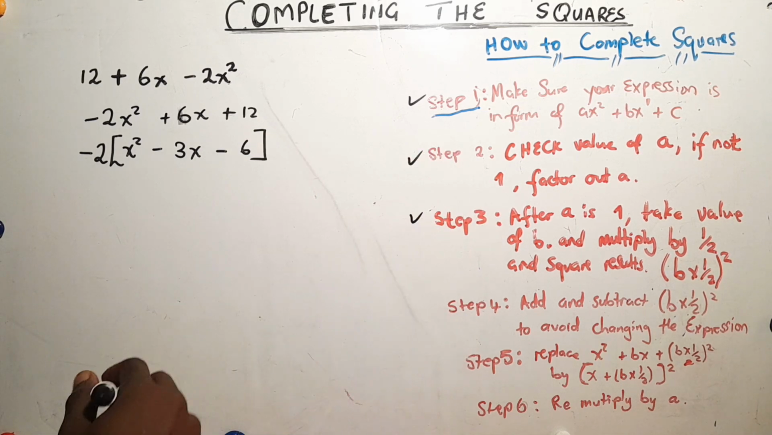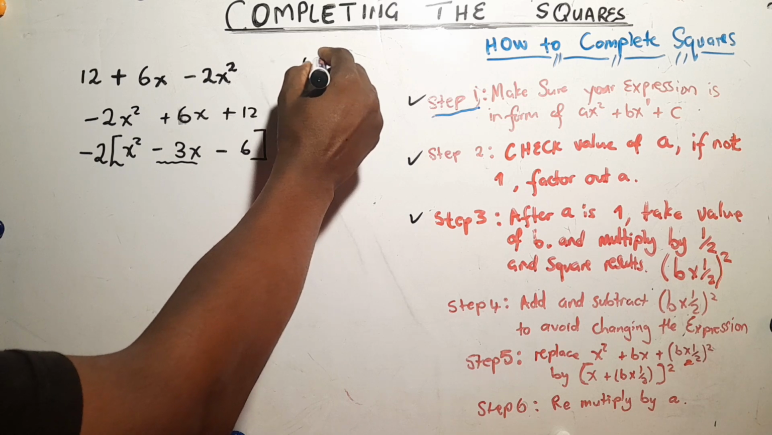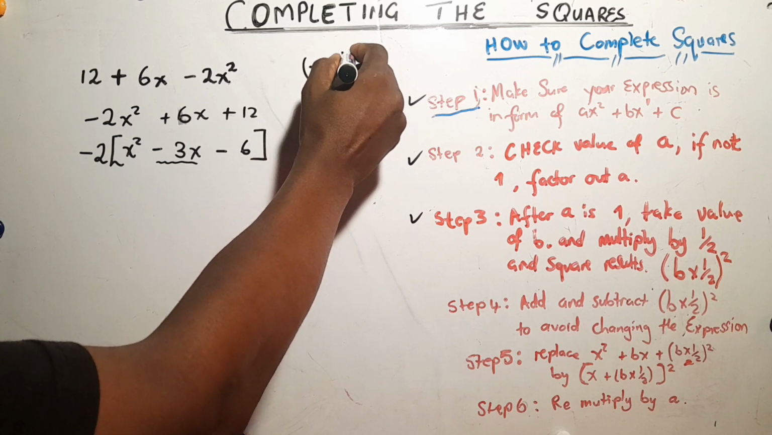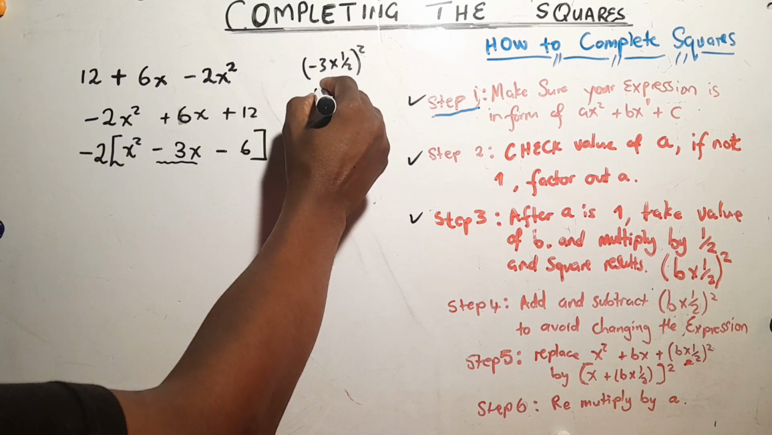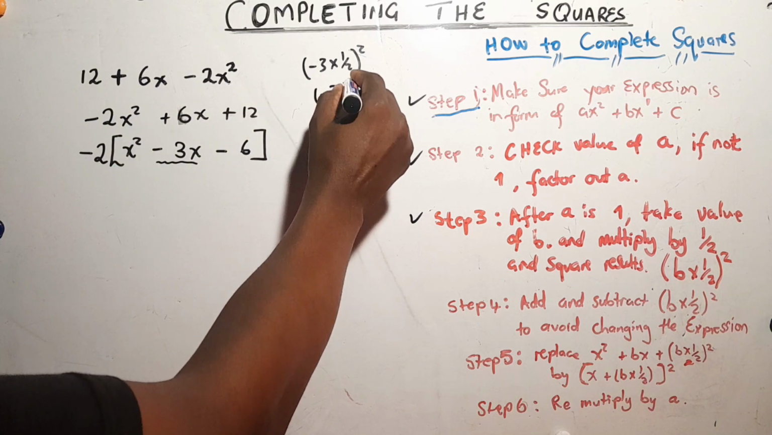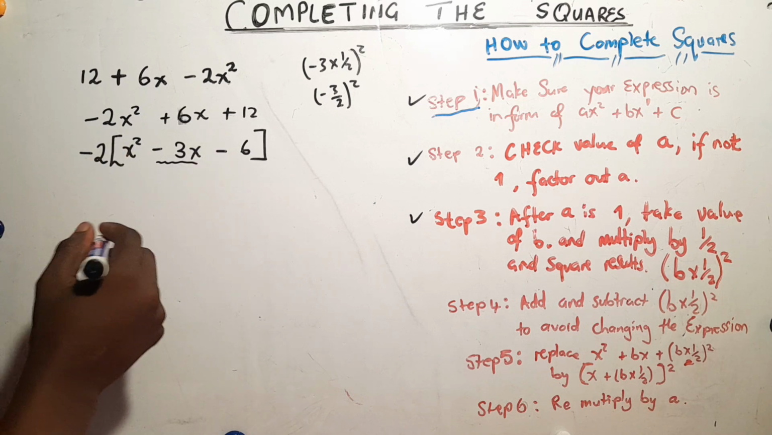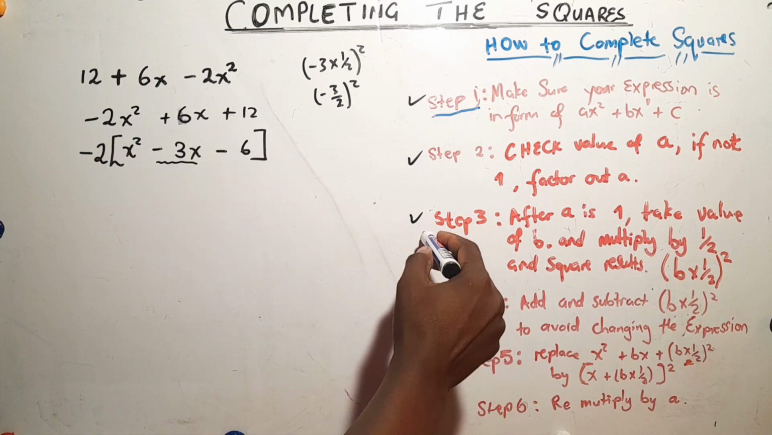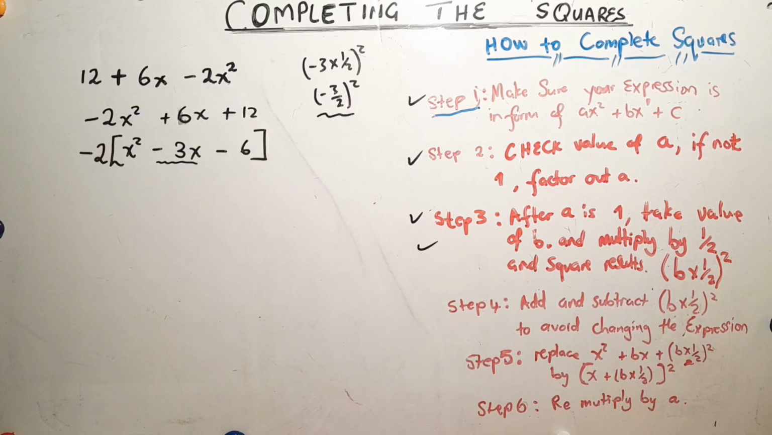So step 3, after a is 1, take the value of b and multiply by half and square the result. So now our value of b is negative 3. So we are going to take negative 3 multiplied by half and then we square the result. So this will give us negative 3 over 2 squared, right? And then we can bring it here. We said after this, now we have to add and subtract this, right, which we have just solved there.